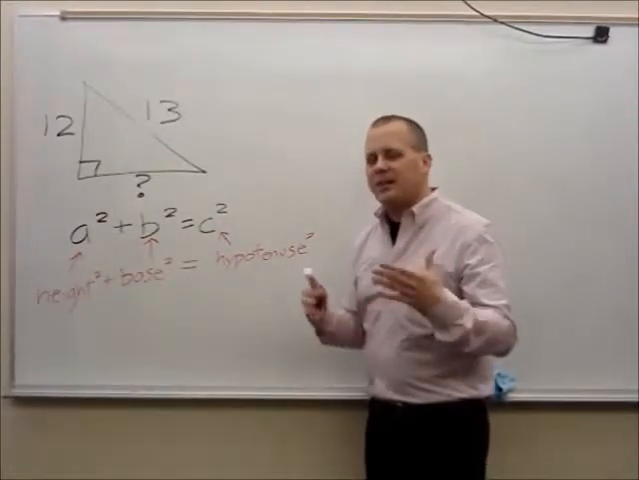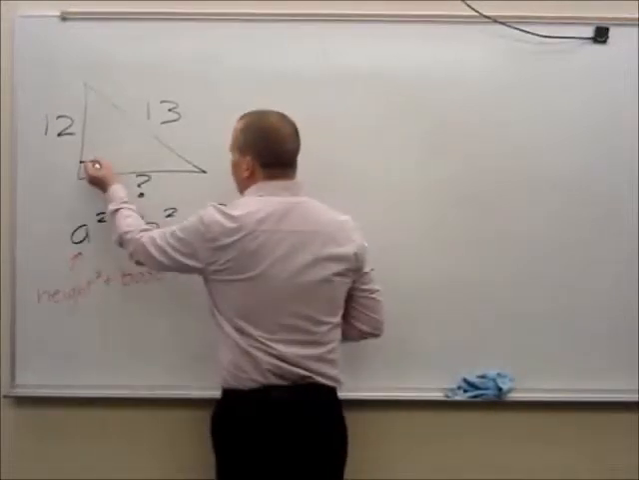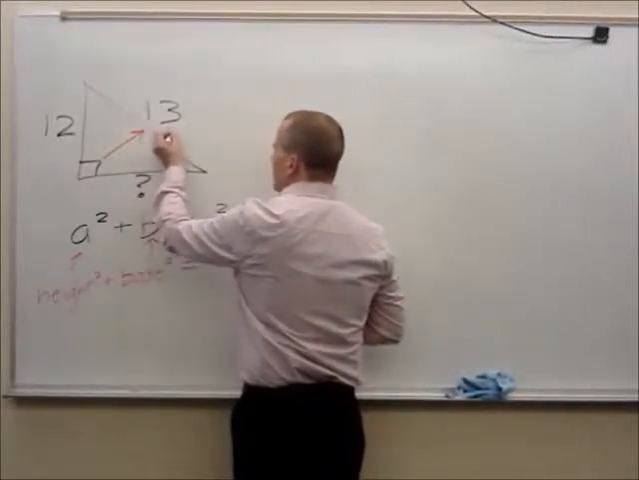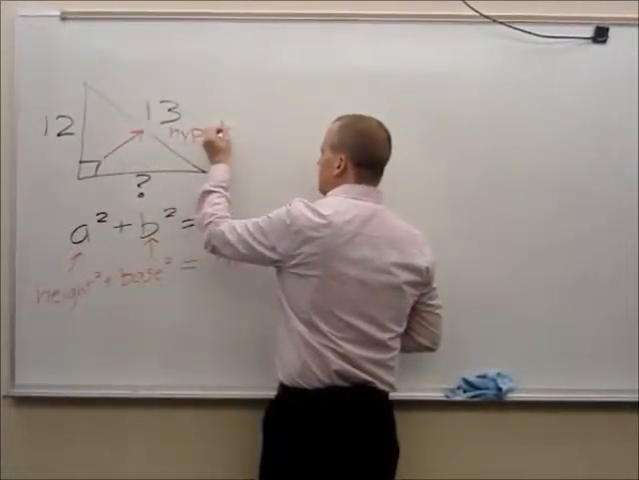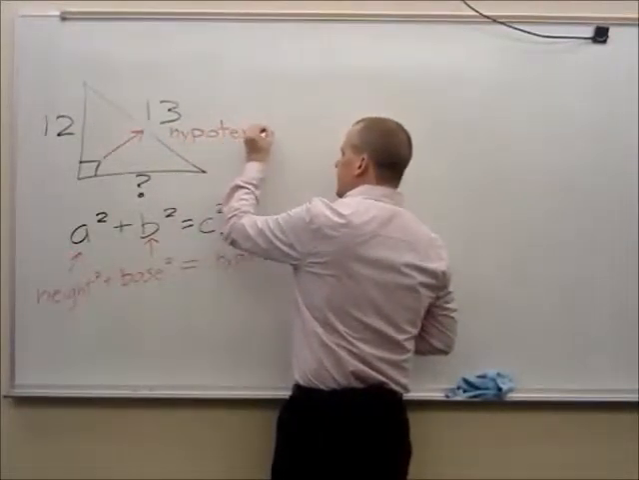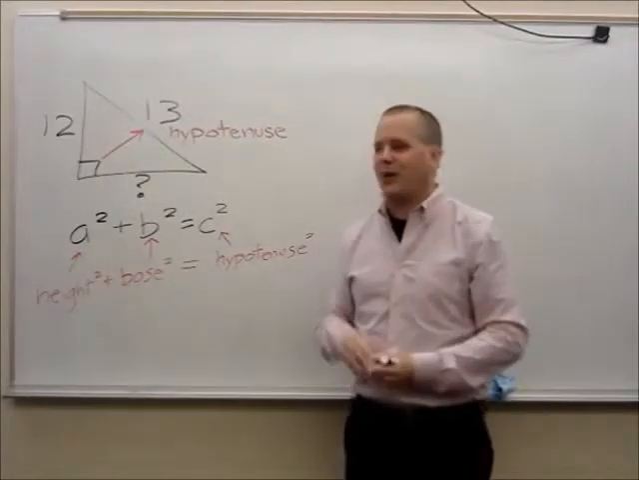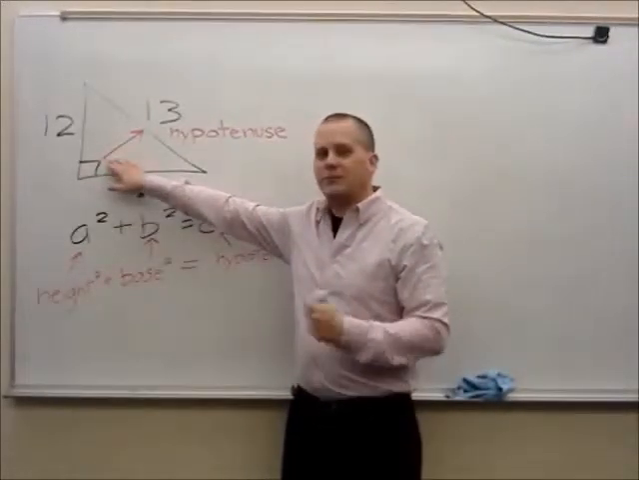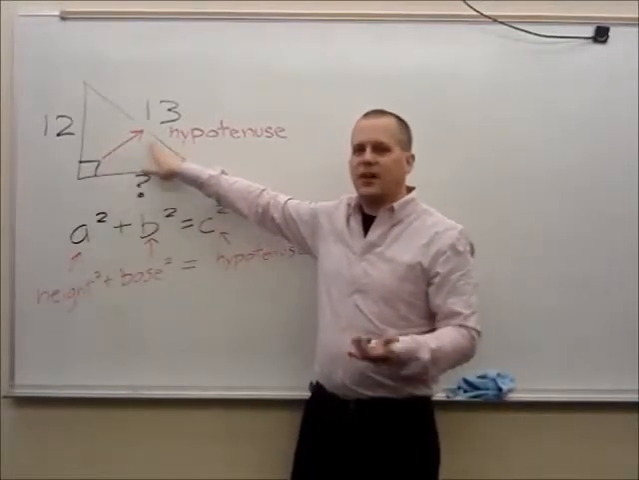And here's the best way to remember where the hypotenuse is. The right angle always points to the hypotenuse. So if that helps you remember, use it. If you know a different way of where to find the hypotenuse, use that as well. But that's the easiest way for me to remember. That little right angle just points to the hypotenuse.